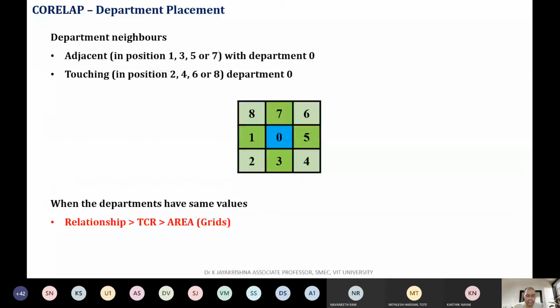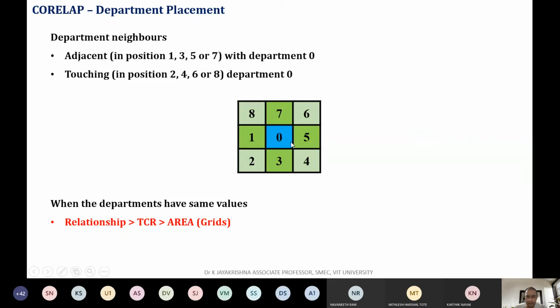Okay, next. The next thing we have to understand is the difference between an adjacent department and a touching department. What is an adjacent department? If I am placing department number 0 as the first department, then departments 1, 3, 5, 7 are called adjacent departments. Say for example, your house is located here. You have your neighbors, that is 7, 1, 3, 5, because they are sharing a common boundary with you.